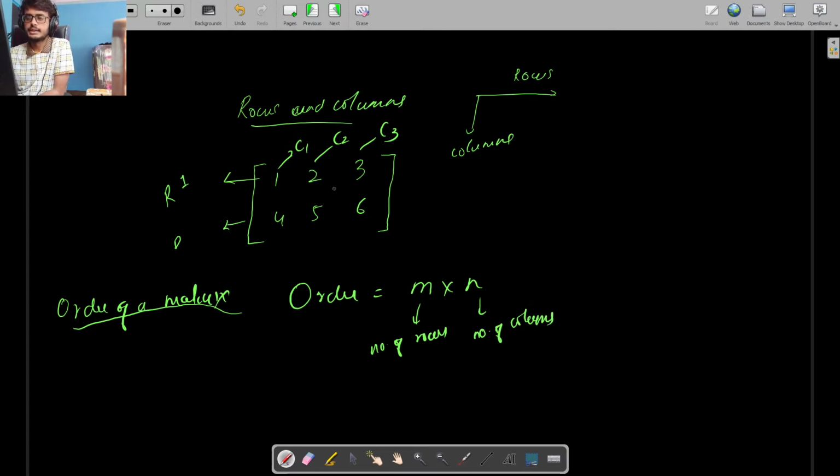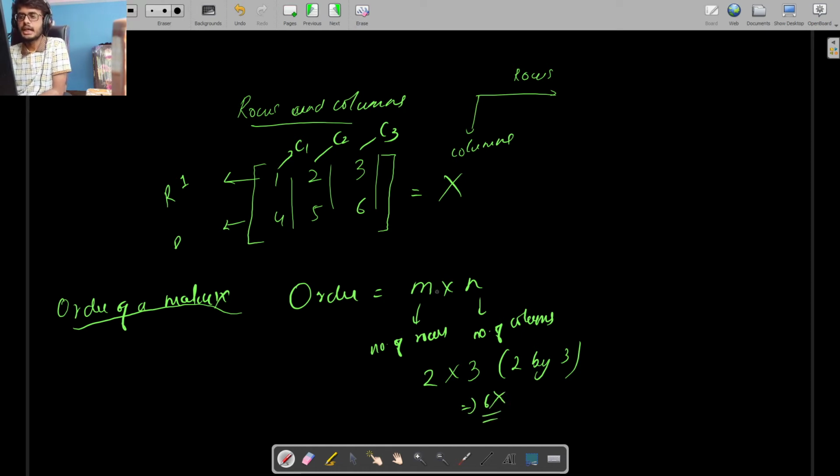Let's say this matrix is represented as capital X. How many rows does it have? 1, 2 rows, right? So M is 2. And how many columns? 1 column, 2 column, 3 column. So it is 2 by 3. We don't multiply the values and write it as 6. That is incorrect. Order is represented as M cross N, where M is the number of rows and N is the number of columns, and we read it as 2 by 3. So this is a 2 by 3 matrix.